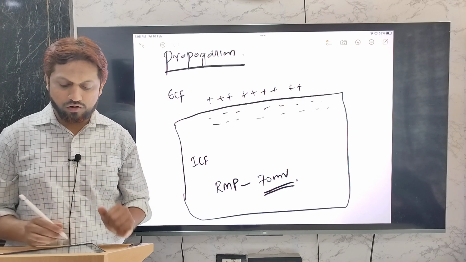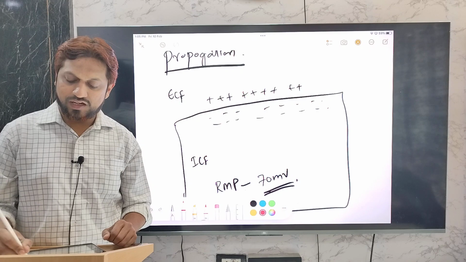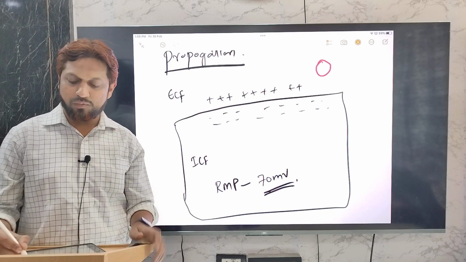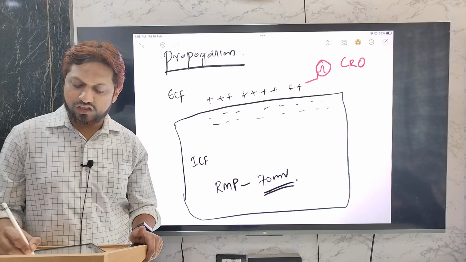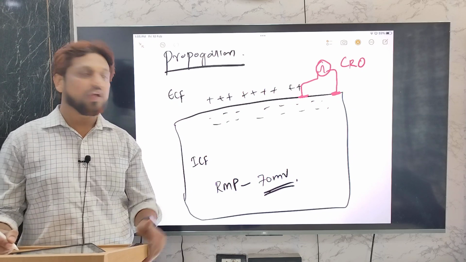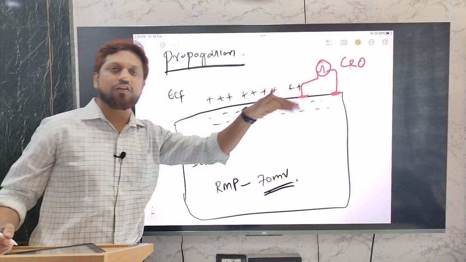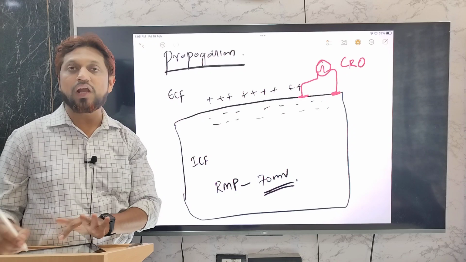So how will we record this resting membrane potential? Generally it is recorded by an instrument, basically a voltmeter known as a cathode ray oscilloscope. If we keep two electrodes on the surface of the cell membrane, there will generally be no deflection, that is, no potential change between these two electrodes is seen.